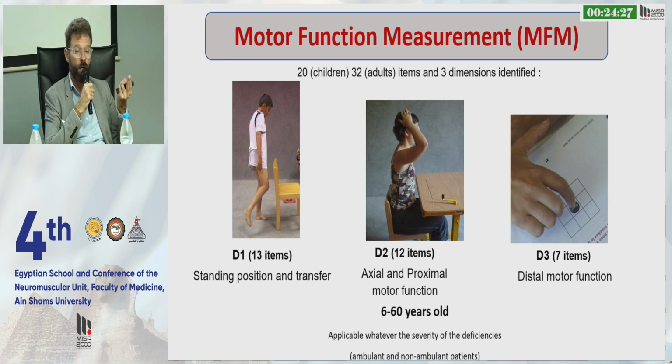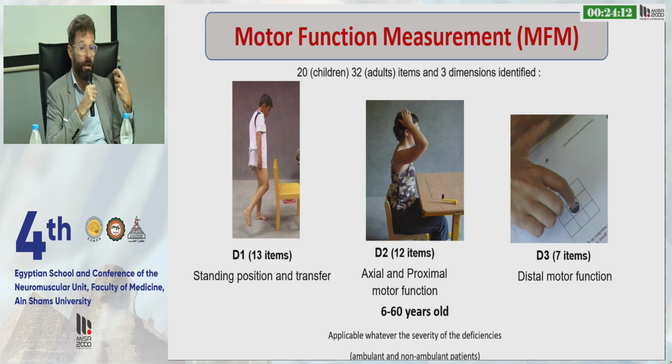There are 2 versions of this scale. One that is made for children with 20 items, and the other one, the 32-item version, that is made for adults, where you have more complicated tasks that implicate a cerebral development that's higher.